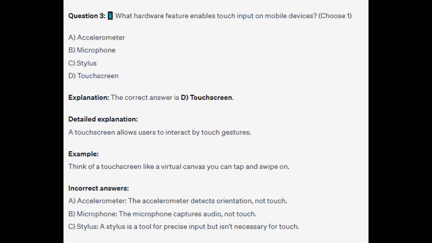And the correct answer is D, touchscreen. A touchscreen allows users to interact by touch gestures. Think of a touchscreen like a virtual canvas you can tap and swipe on.